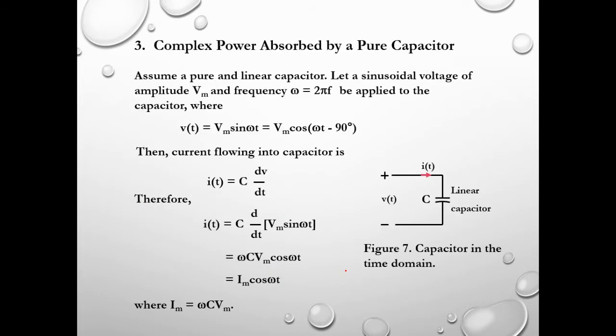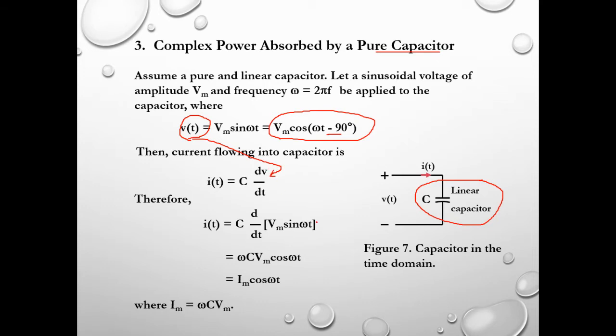So the third one is the complex power absorbed by a pure capacitor. So we have a capacitive element over here, a linear capacitor. Let us again let the sinusoidal voltage of amplitude Vm and frequency omega equal to 2 pi f be applied to the capacitor, where v(t) is Vm sin omega t. This is also similar to Vm cos of omega t minus 90 degrees. Then the current flowing into the capacitor is i equals C dv/dt. So we have the value of the applied voltage, so just substitute it into this equation.